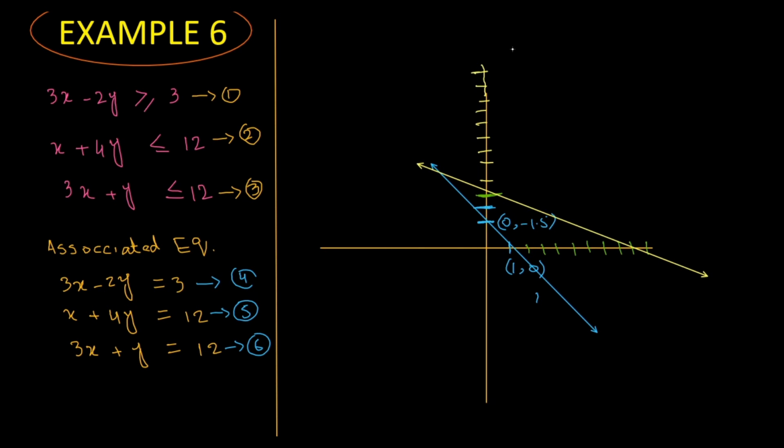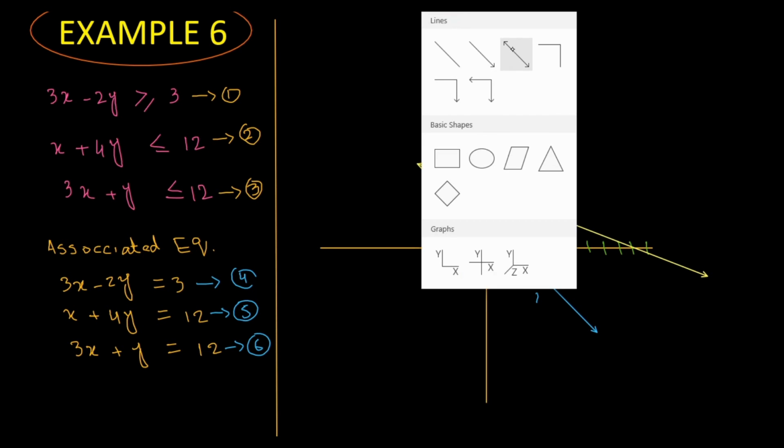This is the point. Okay, and if we put y is equal to 0, then 3x is equal to 12, which means x is equal to 4. So x is equal to 4 means that this is 1, 2, 3 and 4, this point. So our next line will pass through these two points. Again draw.